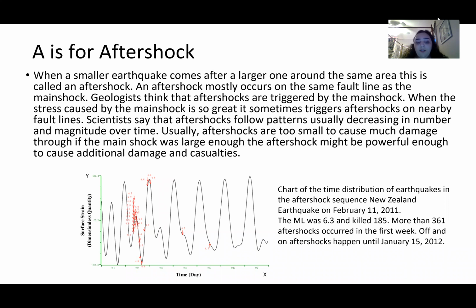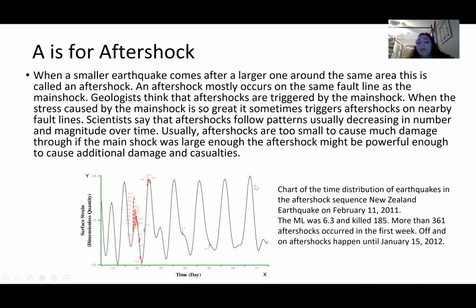Scientists say that aftershocks follow patterns, usually decreasing in numbers and magnitude over time. Usually, aftershocks are too small to cause much damage, though if the main shock was large enough, the aftershock might be powerful enough to cause additional damage and casualties.